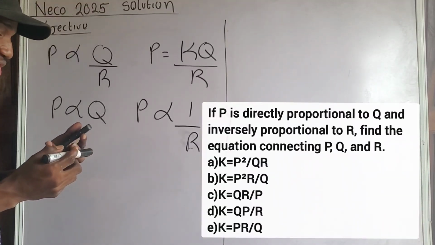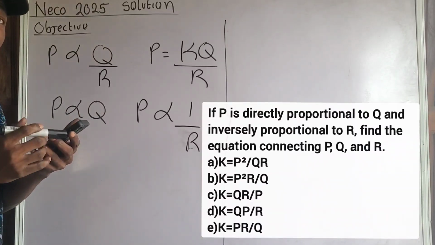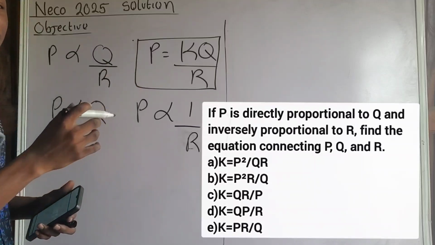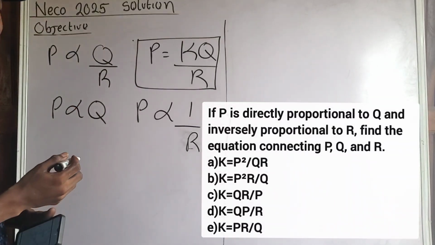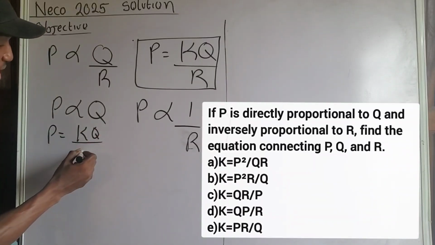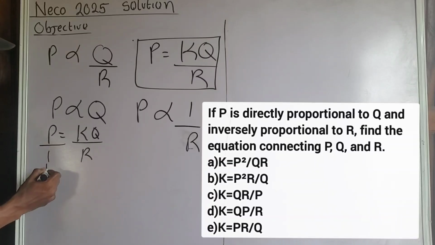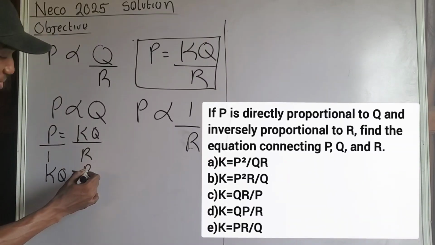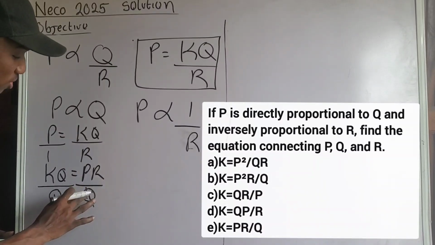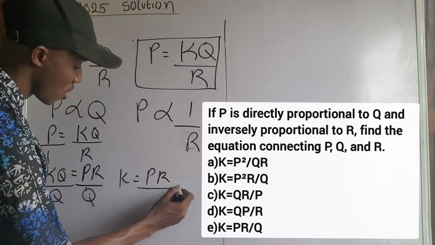You are asked to find the equation connecting P, Q, and R. Now, from the options, you can see that they make K the subject of the relation. So, from the expression that you have here, you're going to make K the subject of the relation. Are you getting it? So, I'm going to have P equals to KQ all over R. If I want to make K the subject of the formula, I'm going to cross multiply. So, I'm going to have KQ equals to PR. So divide both by Q, this over Q and this over Q. So the value of K equals to PR all over Q.